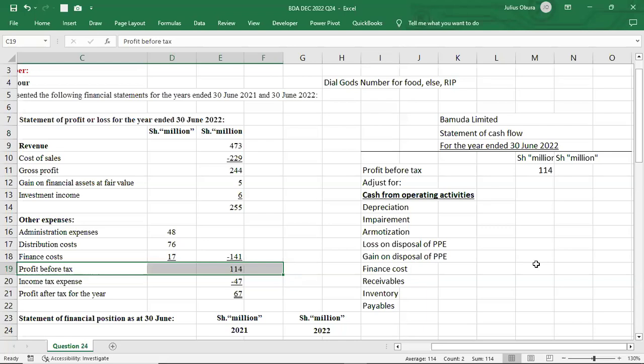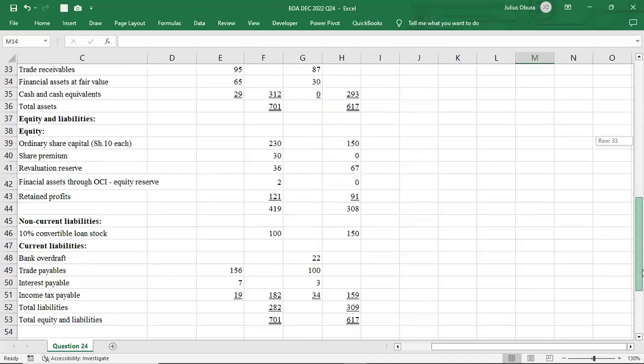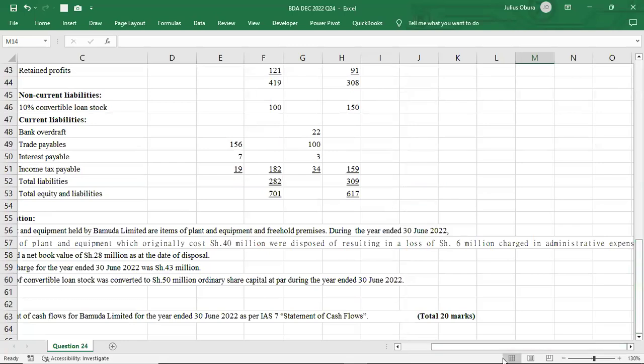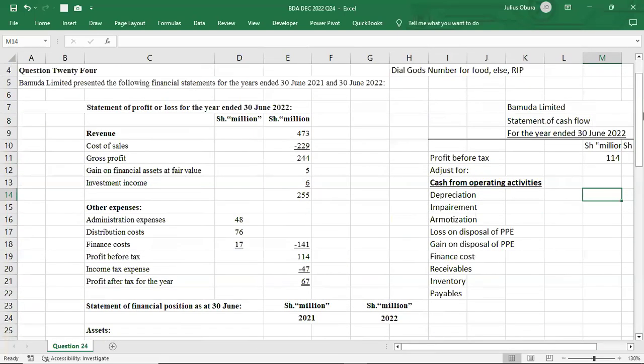All right, so let's make our adjustments. The first adjustment that we need to make is for depreciation. For our depreciation, this was given directly. I think I read it somewhere. Yeah, it's here. Additional information number 2, we are told that depreciation charge for the year ended 30th June 2022 was 43 million. So we are going to have our depreciation being 43.